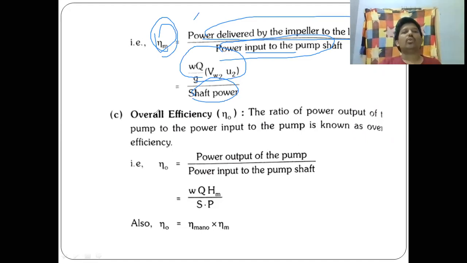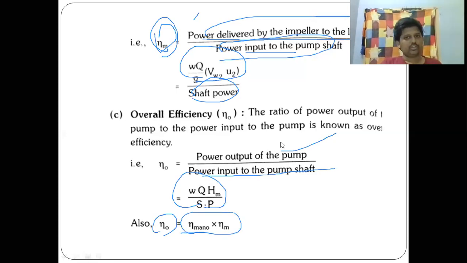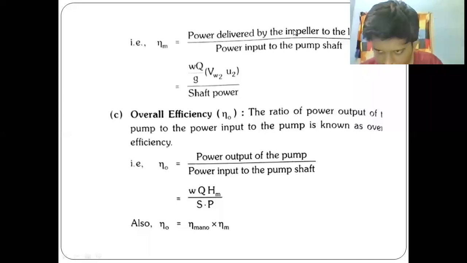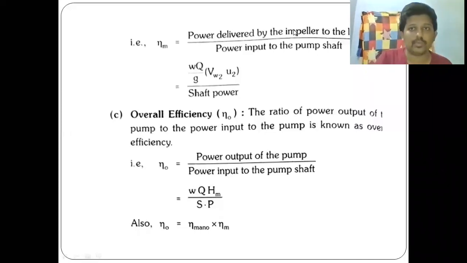The next one is our overall efficiency. It is the ratio of power output of the pump to power input of the pump shaft. Okay, we also have a formula for overall efficiency, and we know overall efficiency is equal to manometric efficiency into mechanical efficiency. This is what exactly our centrifugal pump is. In the next topic, we'll see the problems on the centrifugal pump. Thank you.